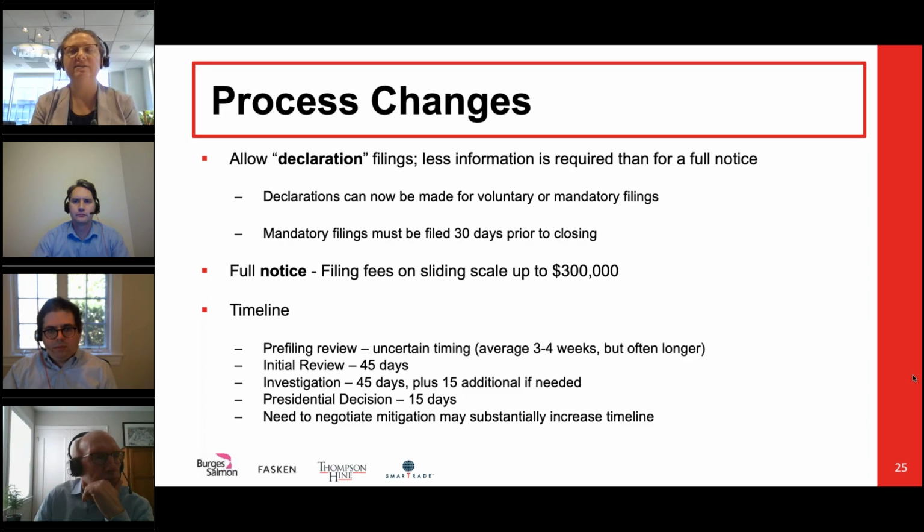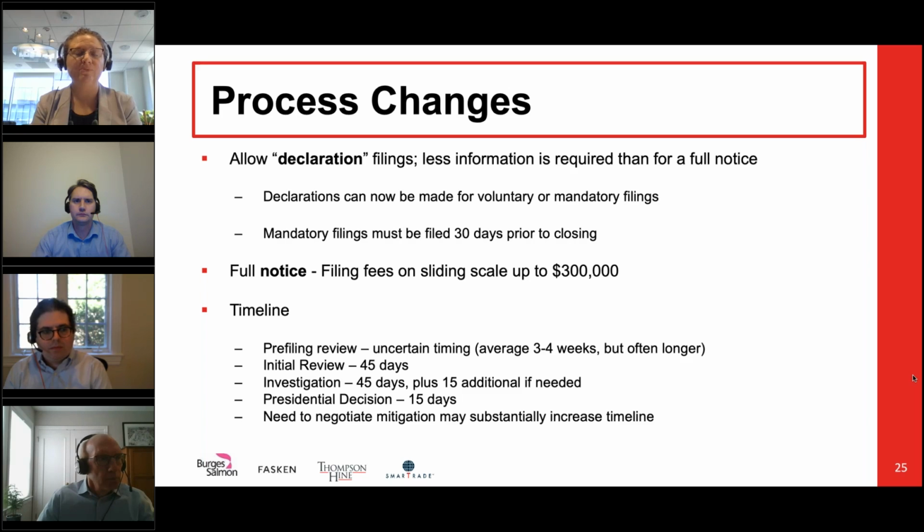But in practice, if there's a highly contested transaction or one where there's significant mitigation, the timeline can increase. You can be asked to withdraw and refile. There's different ways that the timeline can increase. So it may take 6 months to a year for a very complicated transaction, even longer in a few cases, to go through.